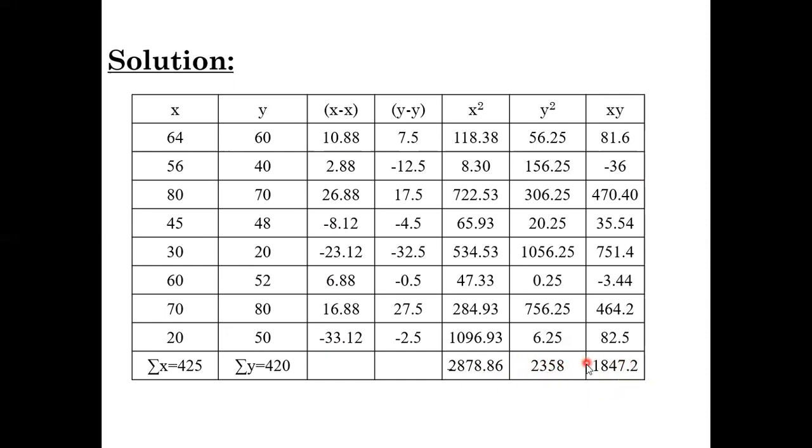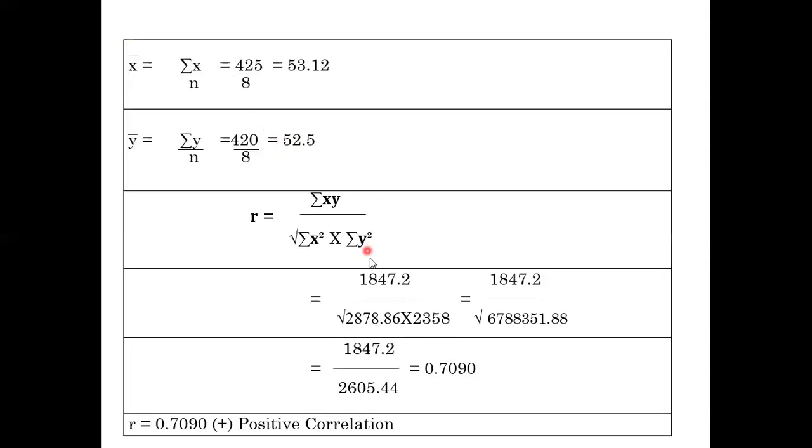So for computing the correlation coefficient, we require sigma X square, sigma Y square, and sigma XY. Okay, these three values we require. Now, next is the formula. As I already told you, this is the symbol for correlation. Correlation coefficient is equal to sigma XY divided by root of sigma X square into sigma Y square. So now sigma XY, 1847.2, divided by root of 2878.86 into 2358. Put in whatever values we got in the table.